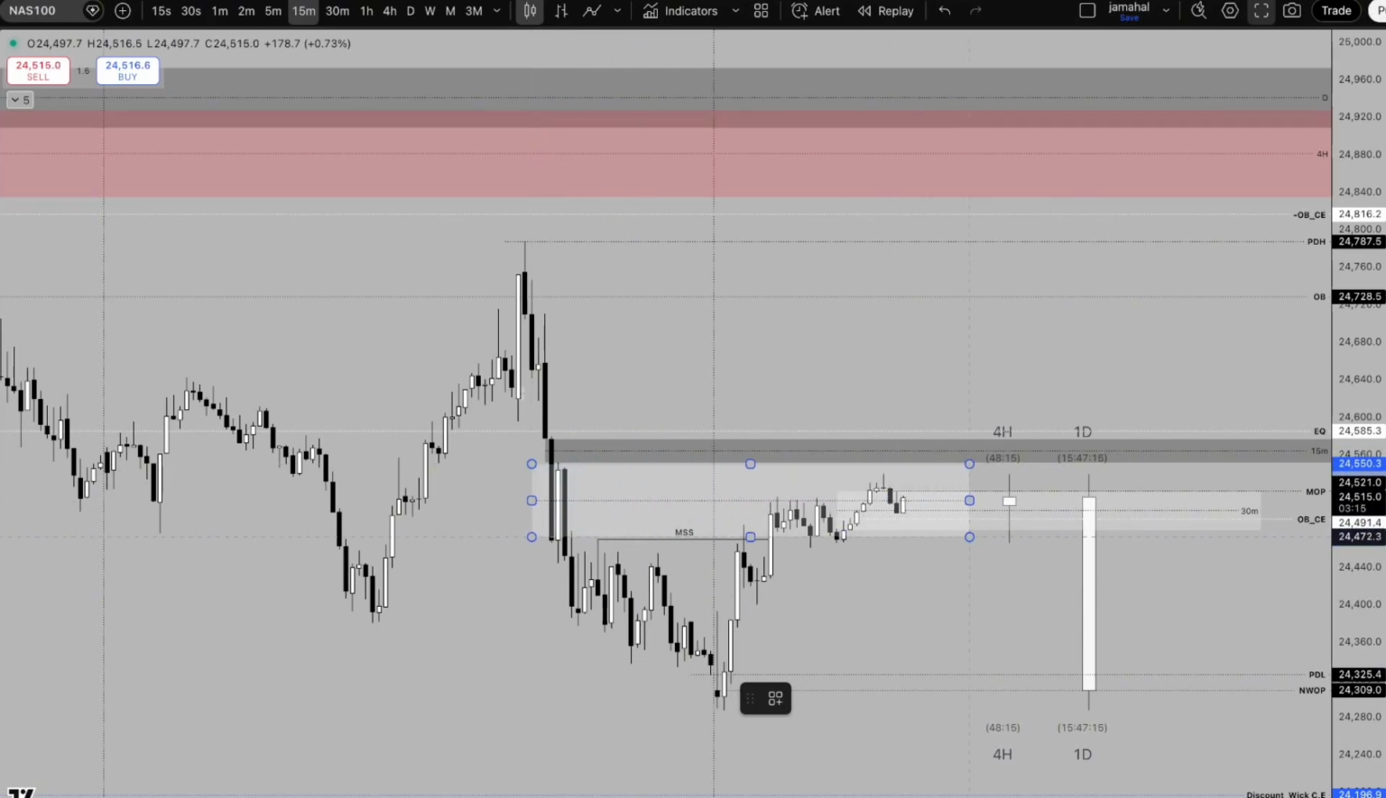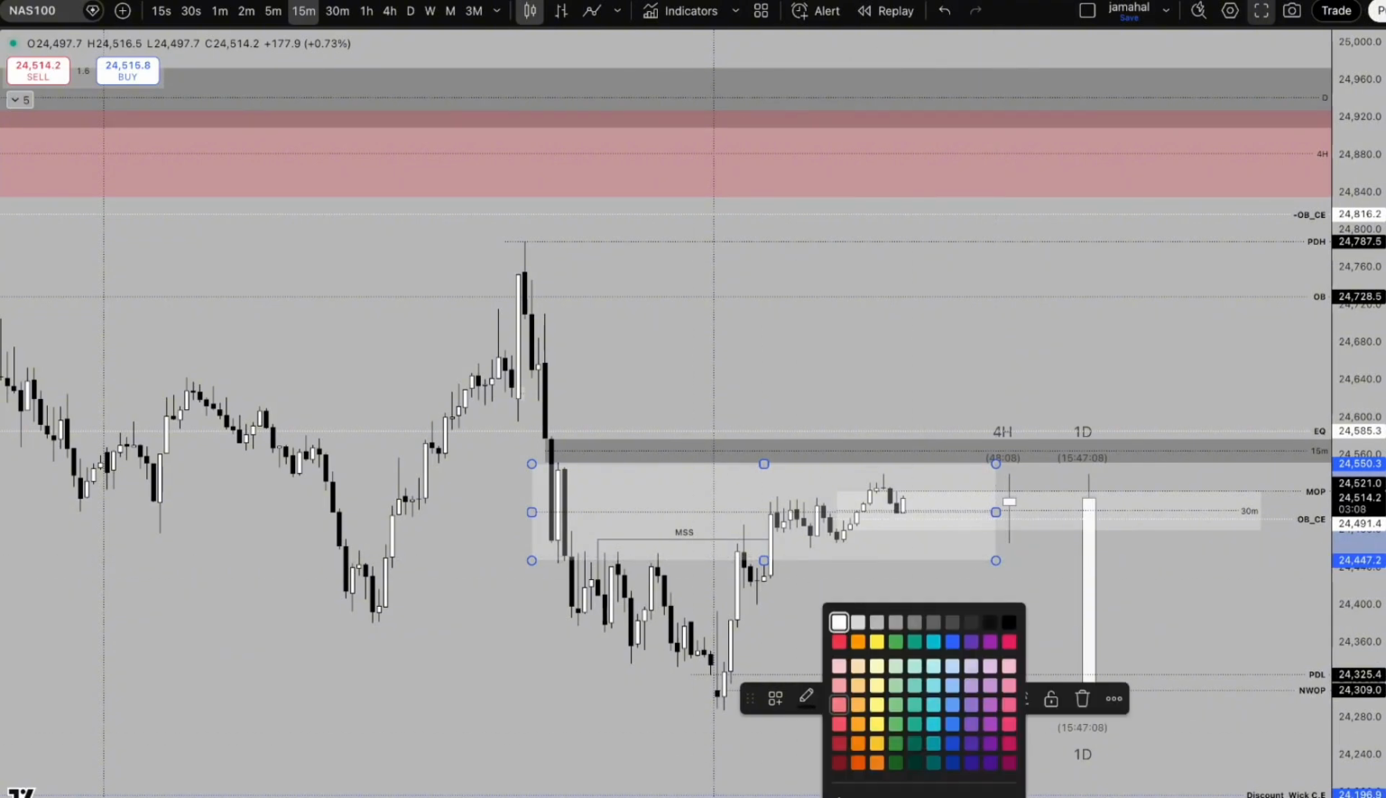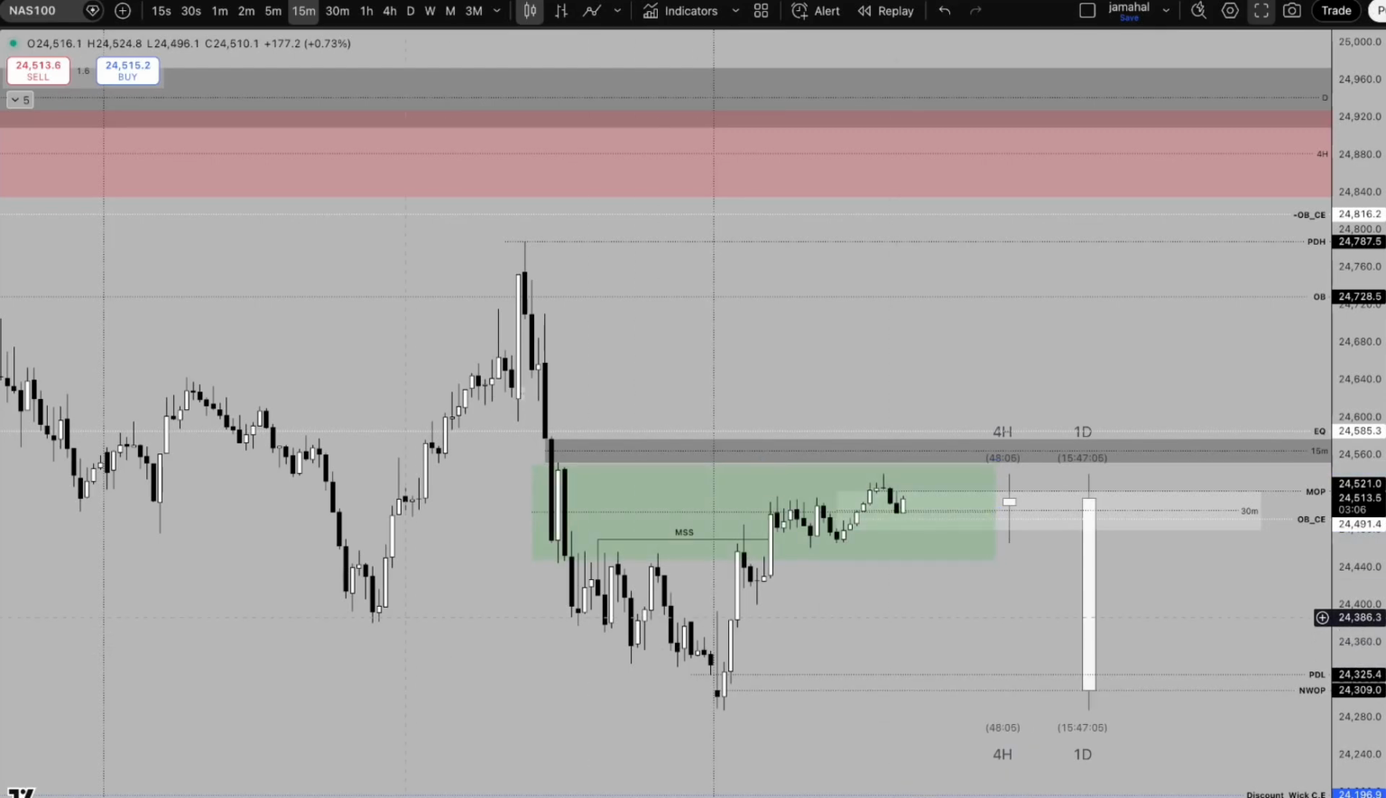All right, and I'm going to highlight this. I'm going to make it green, so it could be easier to see. This bearish order block, it would have been validated to go short for me anyways if I saw price stay below or close below the consequent encroachment, or the midpoint, of this bearish order block.